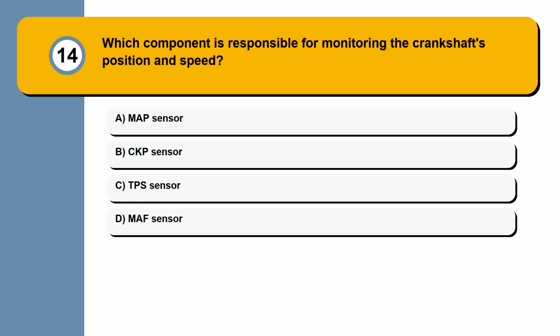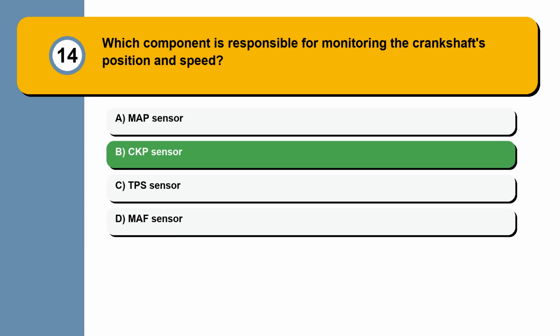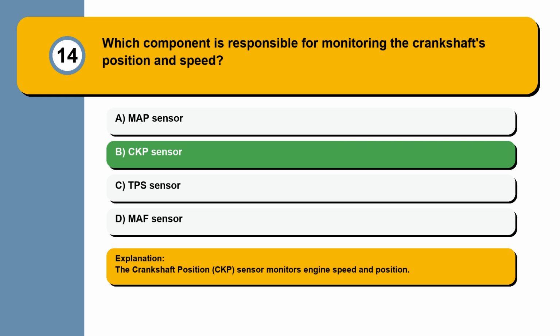Question 14. Which component is responsible for monitoring the crankshaft's position and speed? MAP sensor, CKP sensor, TPS sensor, MAF sensor. The crankshaft position, CKP, sensor monitors engine speed and position.